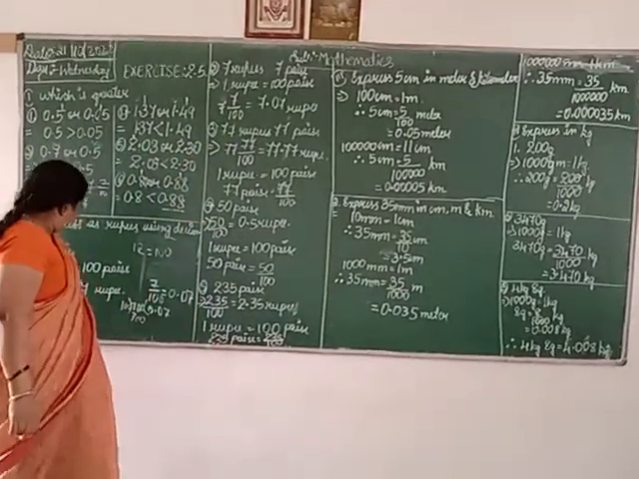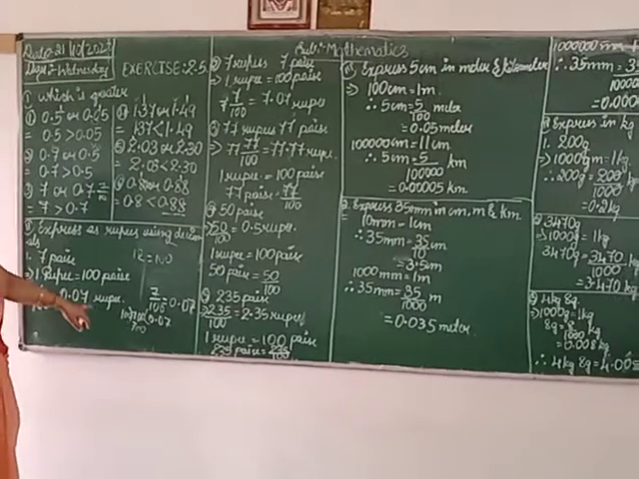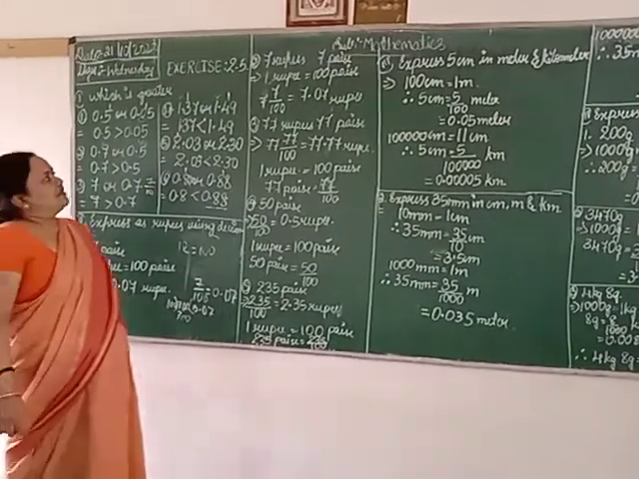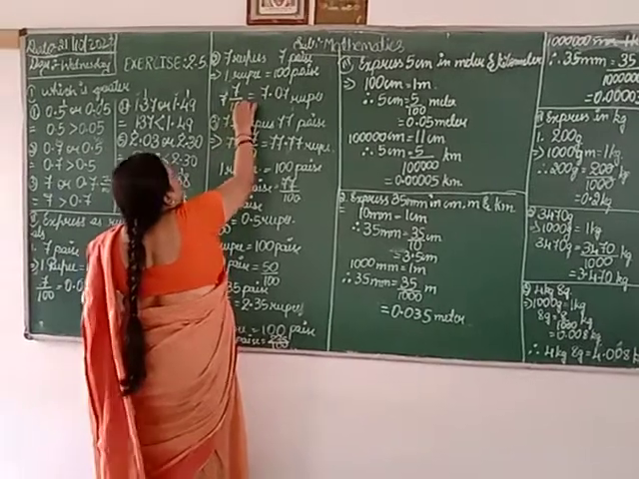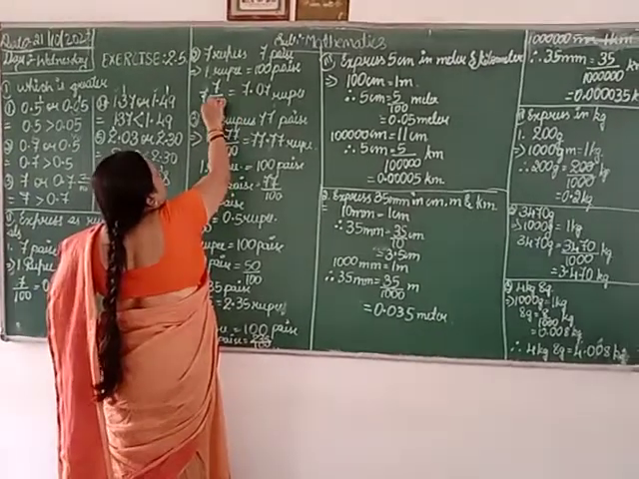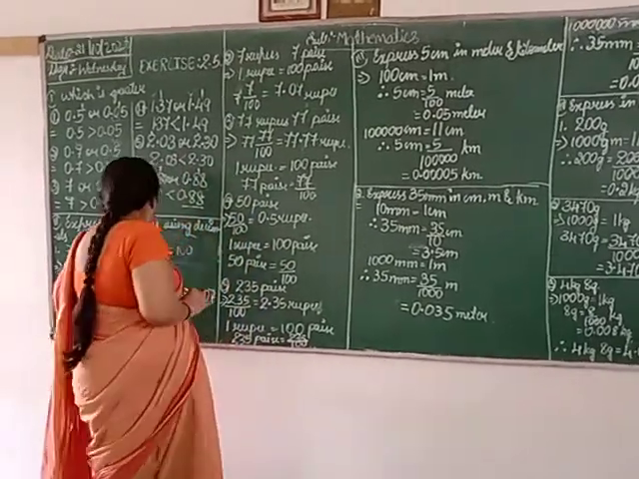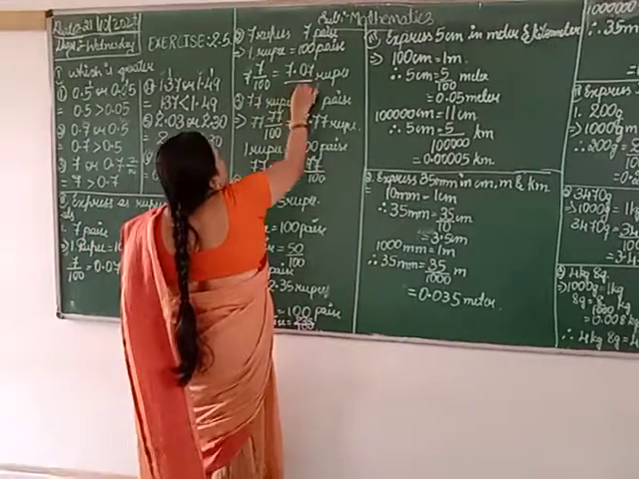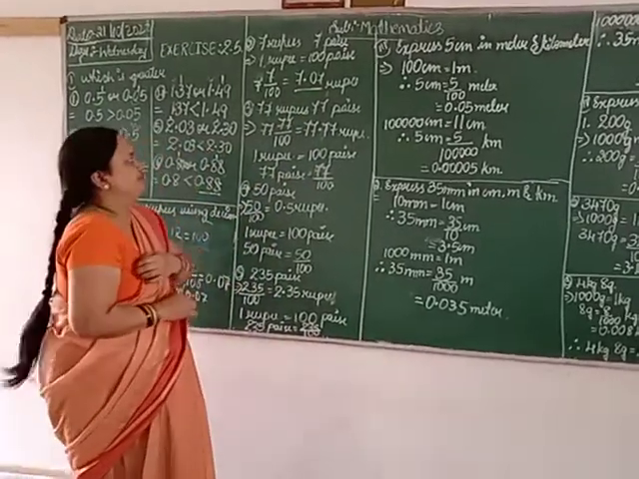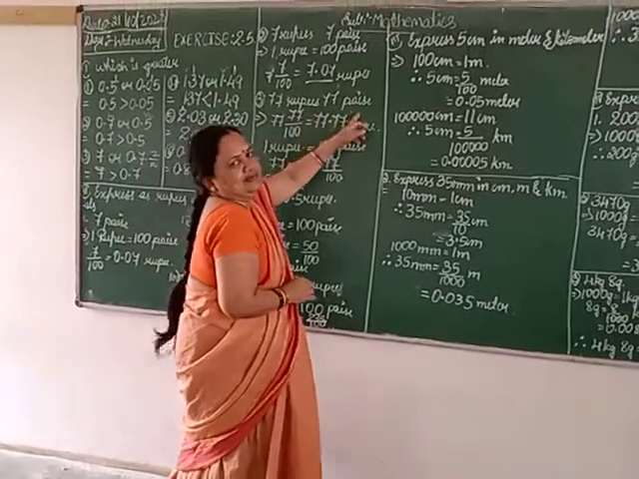Next sum, 7 rupees 7 paise. You have come to know 7 paise means 0.07 rupee, right? So 7 rupee is a whole number. So 7 divided by 100 we can write. 7 is a whole number and 0.07 is whatever the rupees we have got. Therefore, the total answer is 7.07.